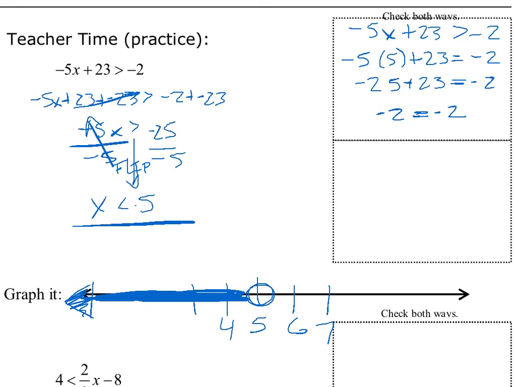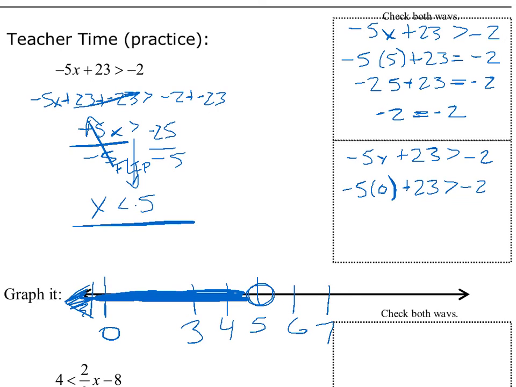Six and 7, 3. And what value would you like to plug in to check here? Leslie. 0. She says that if she comes down the line, eventually she's going to run into 0, which is an excellent choice, always. Negative 5x plus 23 is greater than negative 2. That's my original. She's telling me to plug in 0 for x. Negative 5 times 0 is 0 plus 23. It's greater than negative 2. And this tells me that 0 plus 23, which is 23, is greater than negative 2.